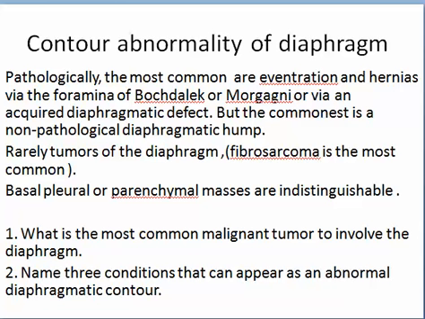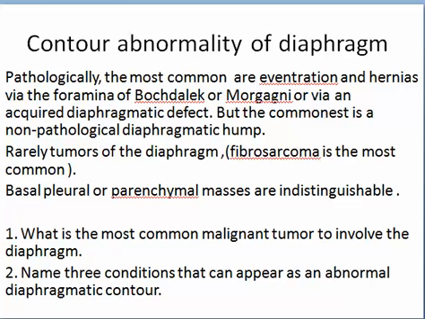What are the contour abnormalities of the diaphragm? Pathologically, the most common are eventration and hernias, via Bochdalek or Morgagni foramina, or via an acquired diaphragmatic defect. The hernias could be through the foramen of Bochdalek or the foramen of Morgagni, which are congenital, or acquired diaphragmatic defects, or due to eventration. The commonest is a non-pathological diaphragmatic hump.